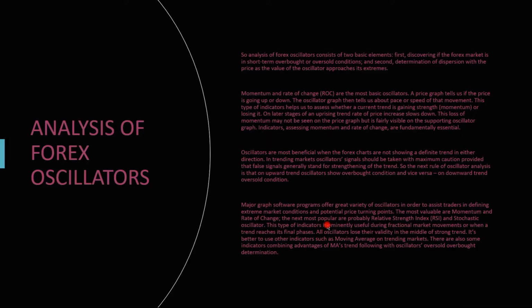Some analysis of Forex indicators, oscillators, consists of two basic elements. First, discovering if the Forex market is in short-term overbought or oversold conditions. And second, determining the dispersion with the price as the value of the oscillator approaches its extremes. Oscillators are most beneficial when the Forex charts are not showing a definite trend in either direction.